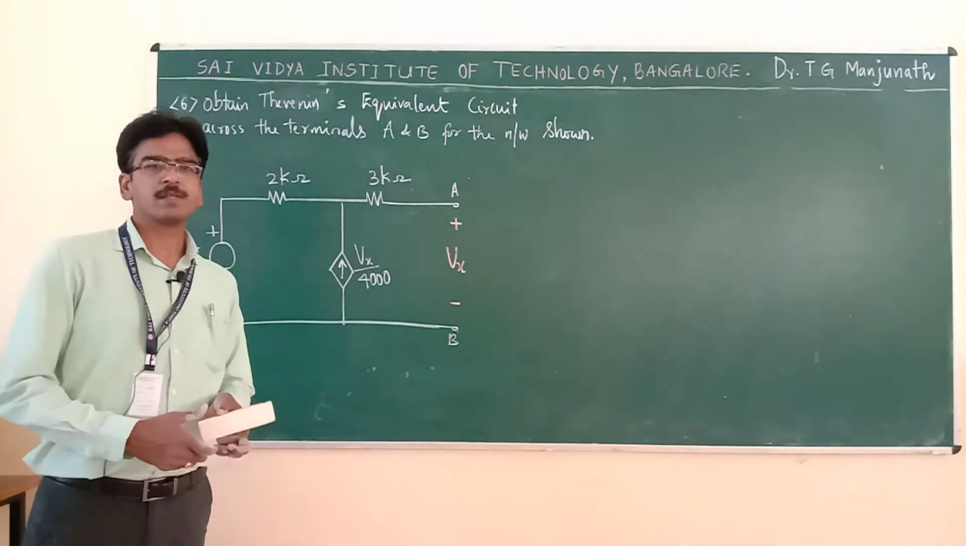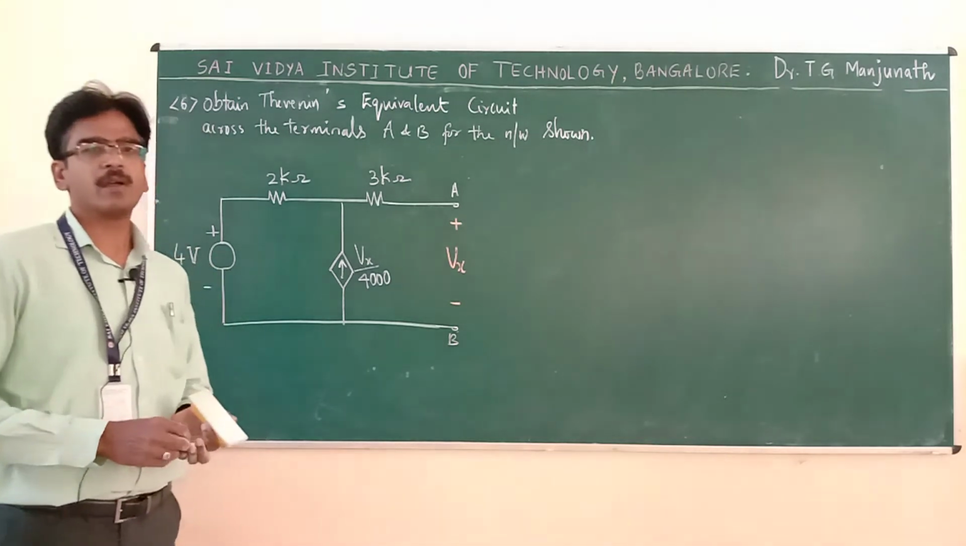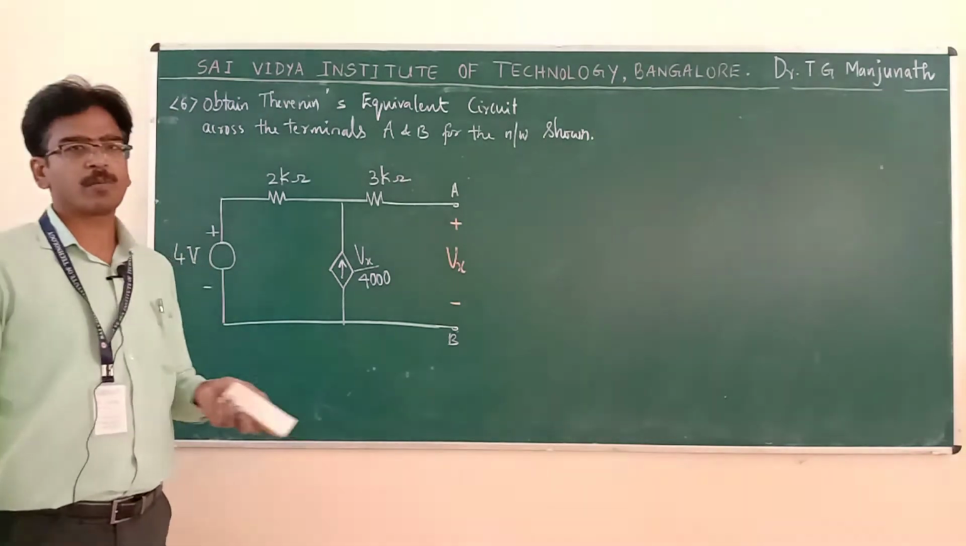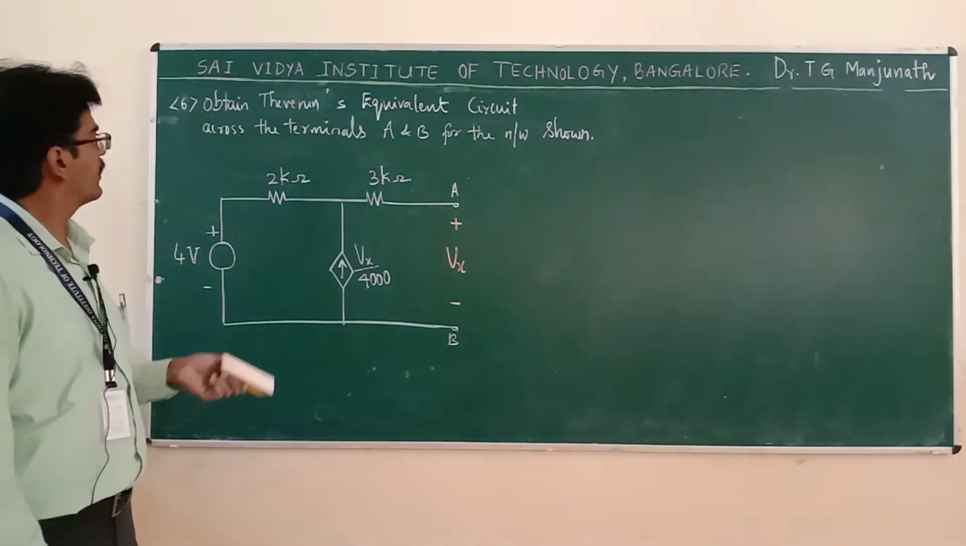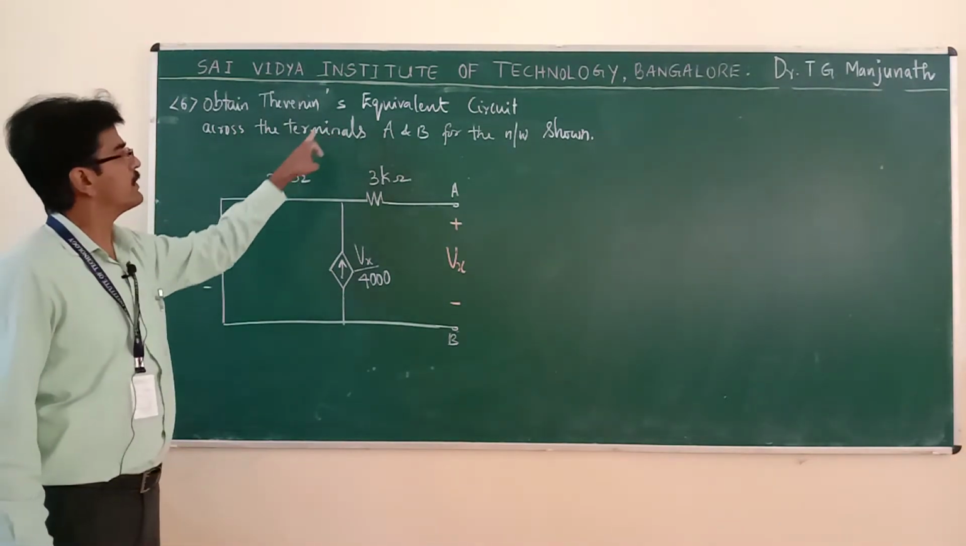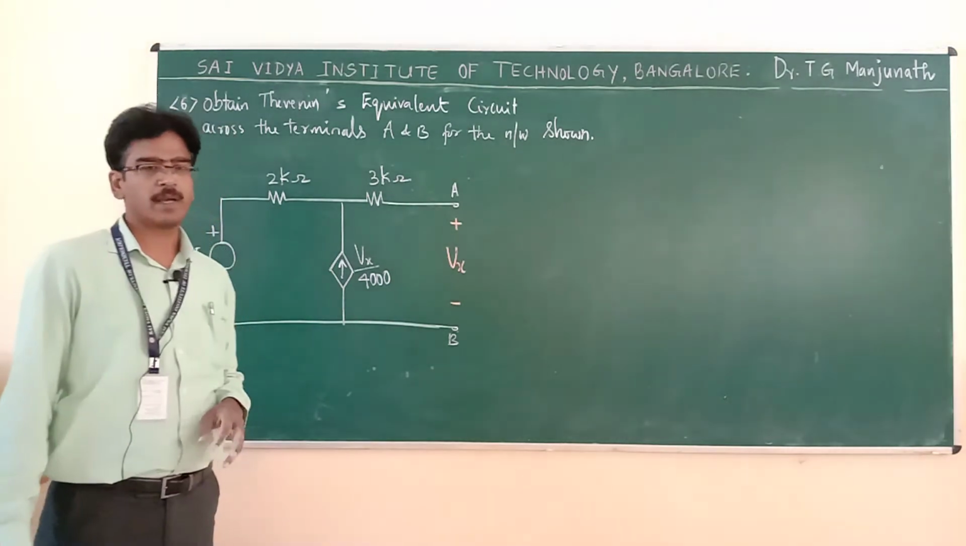In the last sessions we were solving problems on Thevenin's or Norton's theorem with dependent sources. Now let us continue with two more problems in this session. The problem statement is: you have to obtain Thevenin's equivalent circuit across the terminals A and B.